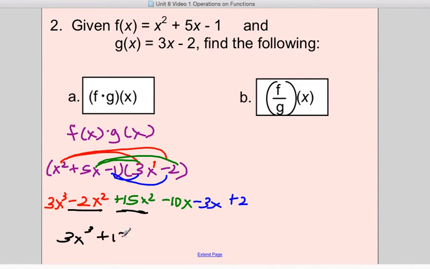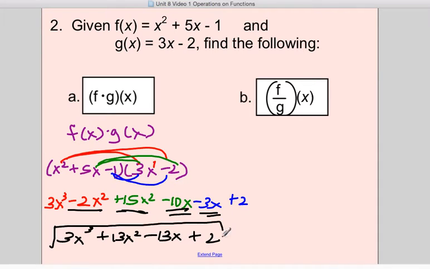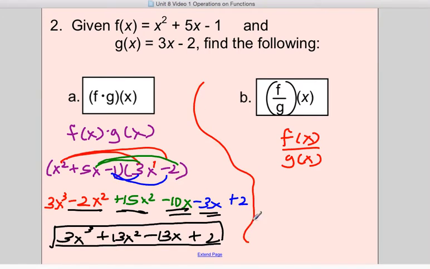So plus 13x squared, and then these two I can add together, negative 13x plus 2. And that is our final answer for A. Now let's go look at B. B is division, so really we're just taking f of x divided by g of x. Okay. Our f of x function is here, x squared plus 5x minus 1 divided by 3x minus 2.